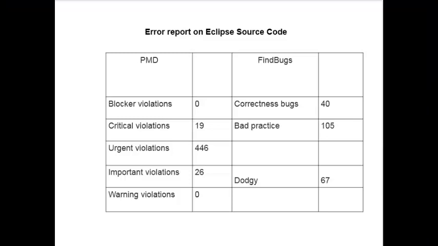So following is a summary of the error reports generated by PMD and FindBugs on Eclipse source code. You can see the numbers and types of violations in this slide. PMD generated 19 critical violations, 446 urgent violations, and 26 important violations, while FindBugs generated 40 correctness violations, 105 bad practices, and 67 dodgy violations.